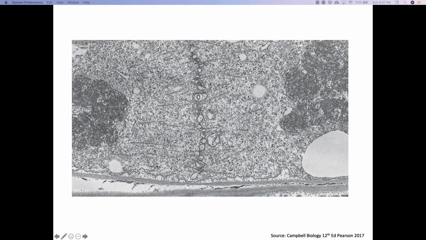And this is again a very high magnification electron micrograph of a plant cell at the end of division, and you can see the vesicles that are forming here at the cell plate and creating this new membrane as they fuse together.